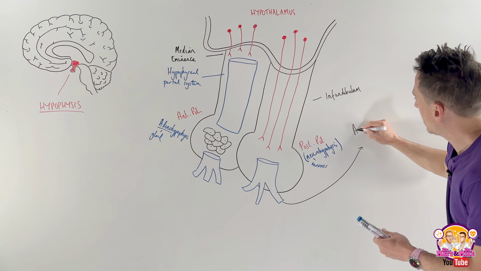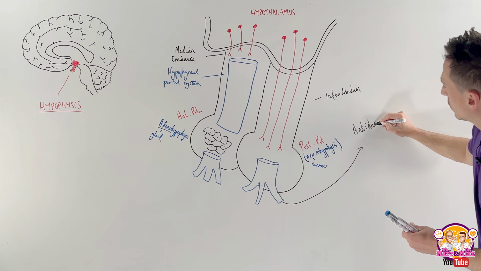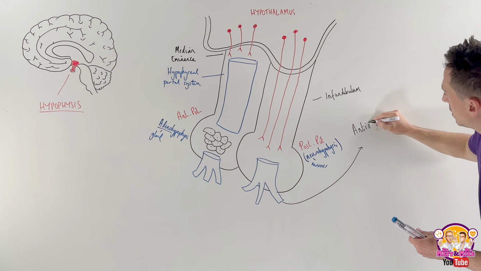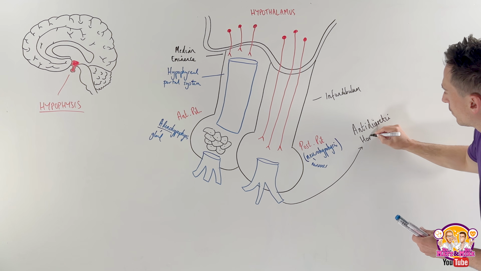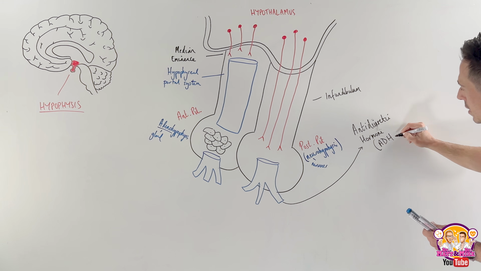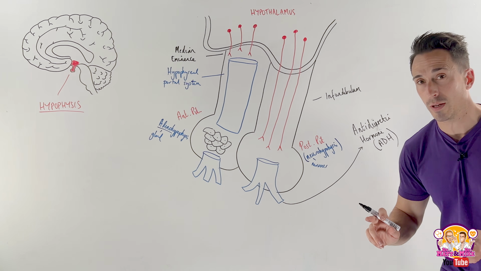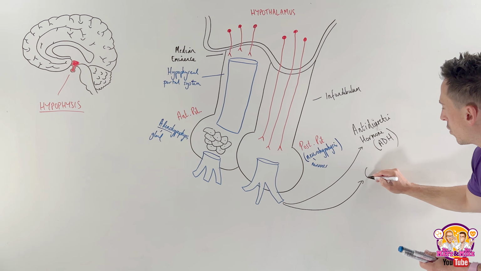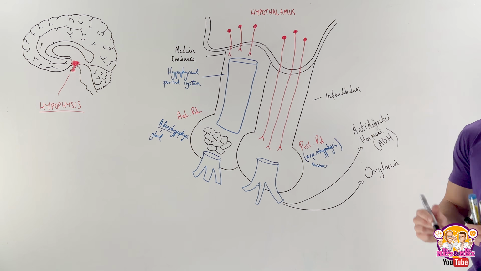what's called anti-diuretic, if I learned how to spell properly, anti-diuretic hormone, sometimes termed ADH. Sometimes in the US it's called vasopressin or arginine vasopressin, but I'm not in the United States, I'm in Australia. And the other hormone that it releases is oxytocin, which you've probably heard colloquially as the love hormone.